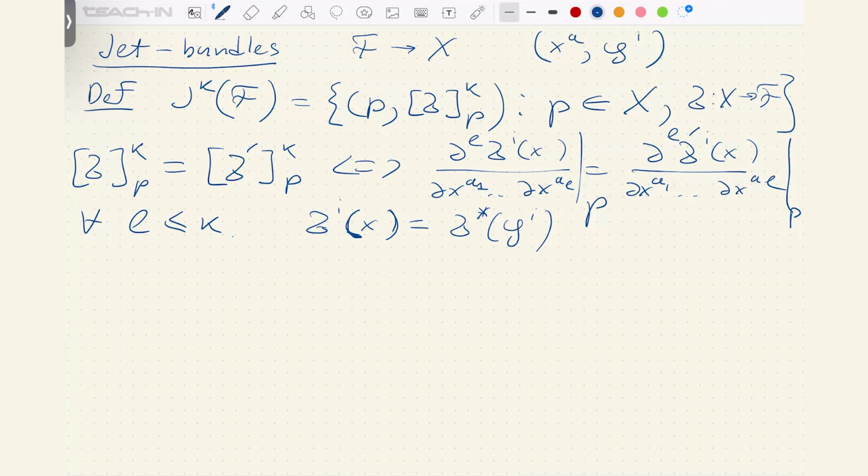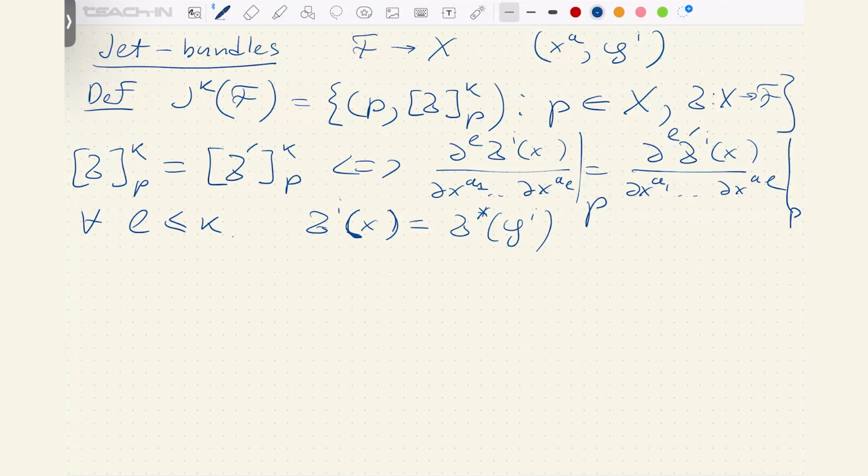Okay, so what does it mean? It means that a point in the fiber of our bundle, a fiber at p, is like an equivalence class of sections such that these sections are tangent to each other to order k, which means that all their partial derivatives at this point, up to order k, coincide.